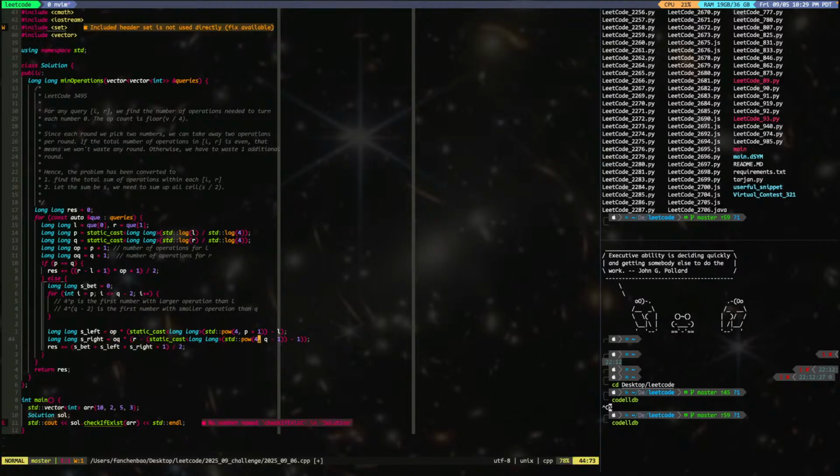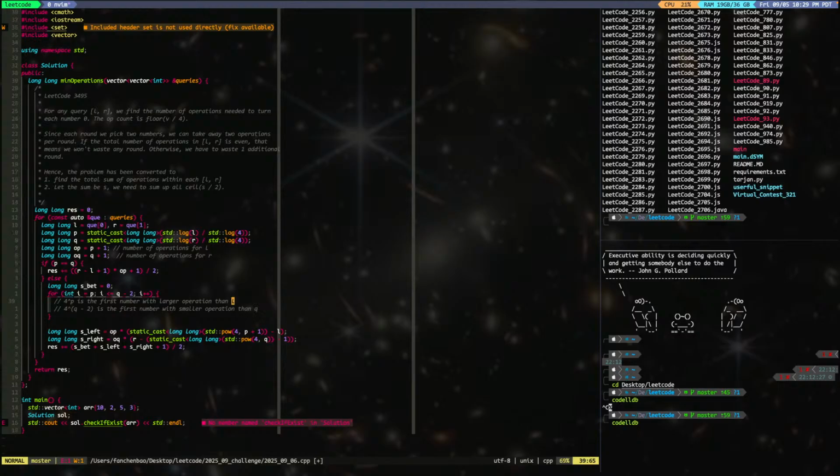And this is going to be the power of R minus, this is actually just Q itself, right? So static cast minus 1, this is fine.